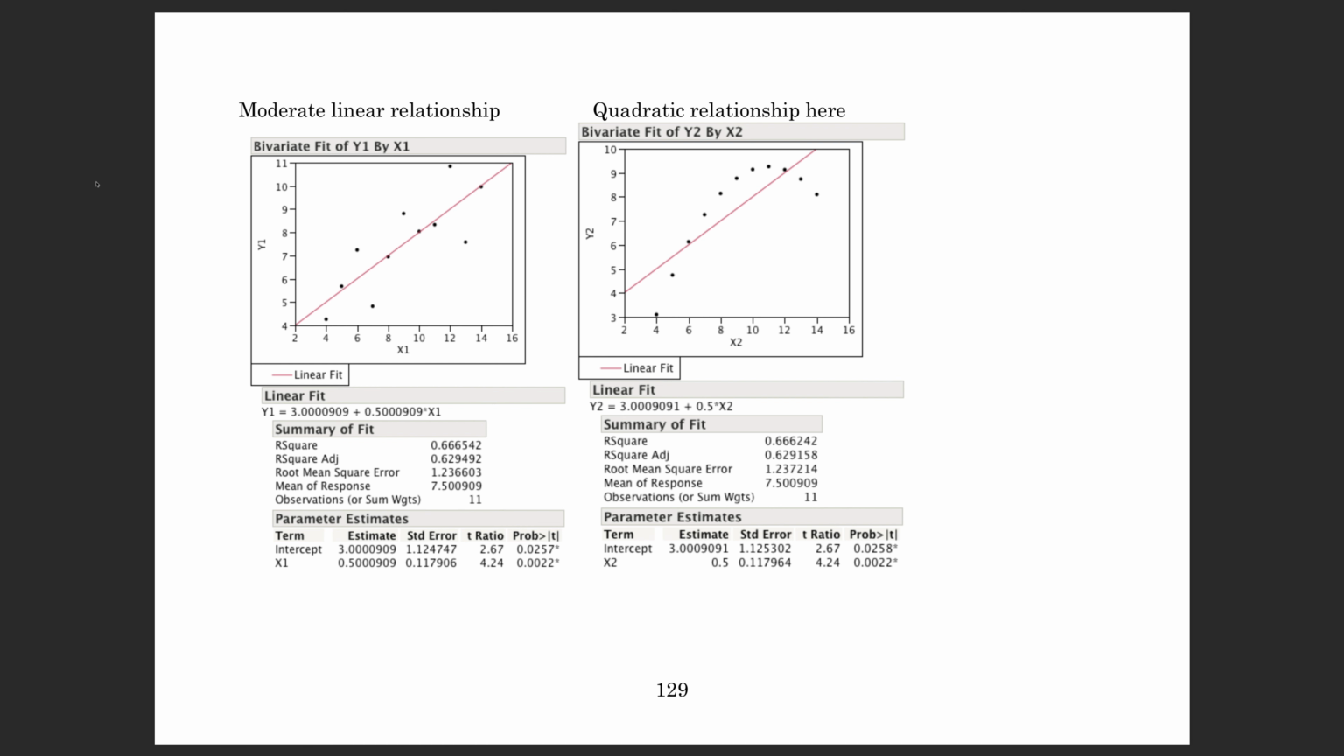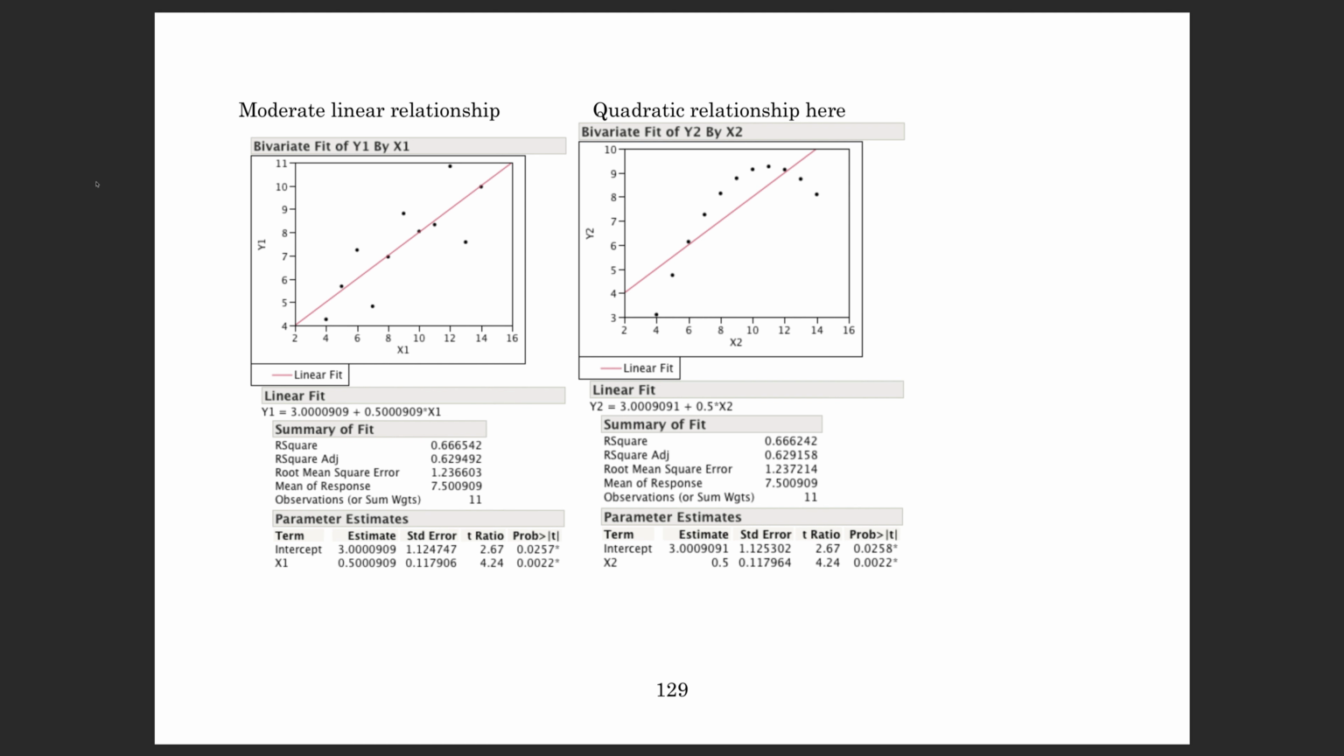So let's have a look at the plot on the right. If you look at the plot on the right, again, if I ask you, does it look like there is a linear relationship here? Your answer is what? It is or it isn't. Clearly, a linear relationship is not a good explanation of what's going on here.